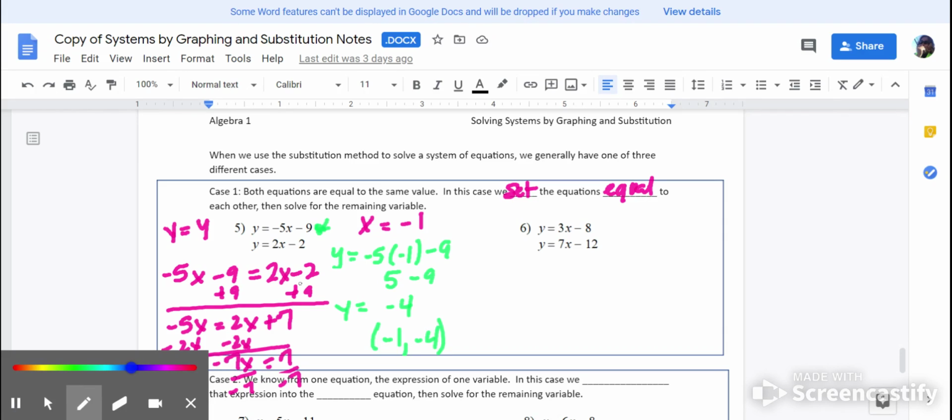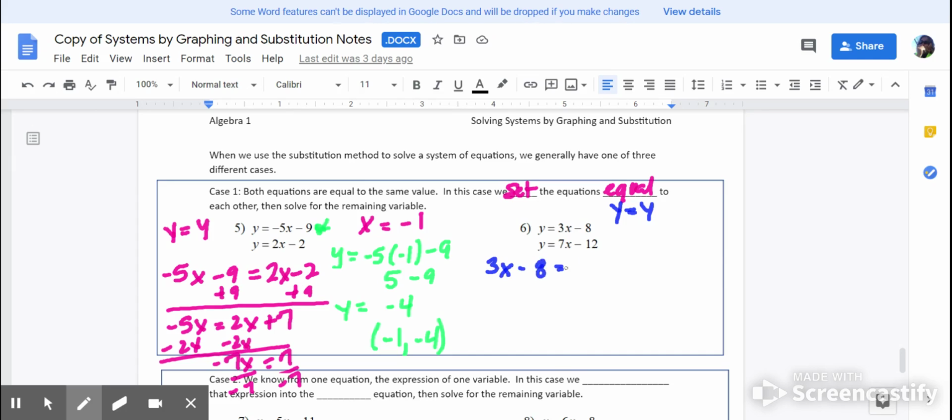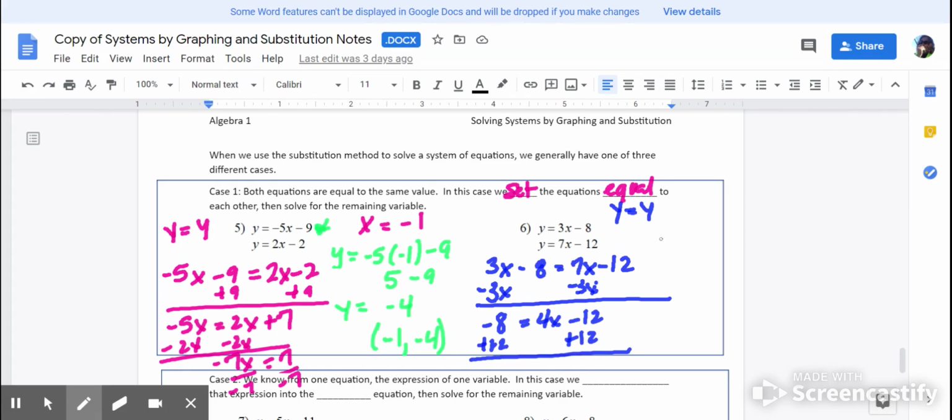For number 6, we see that we have the same situation. So y equals y. So I'm going to set them equal to each other. 3x minus 8 will equal 7x minus 12. I'm going to subtract 3x from each side. So we get negative 8 equals 4x minus 12. Add 12 to each side. And I'll have 4 equals 4x. Divide each side by 4.